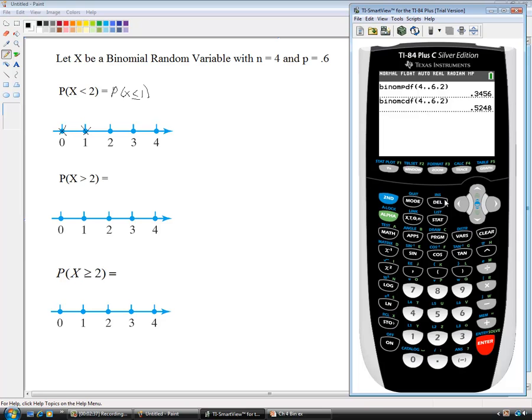So to solve for that, I'm going to go up. The number of trials is 4. The probability of success is 0.6 again, but now the x value we're going to use is going to be 1 instead of 2. That'll give us these values alone. Paste it again, n, comma, p, comma, x, or k. So 0.1792.